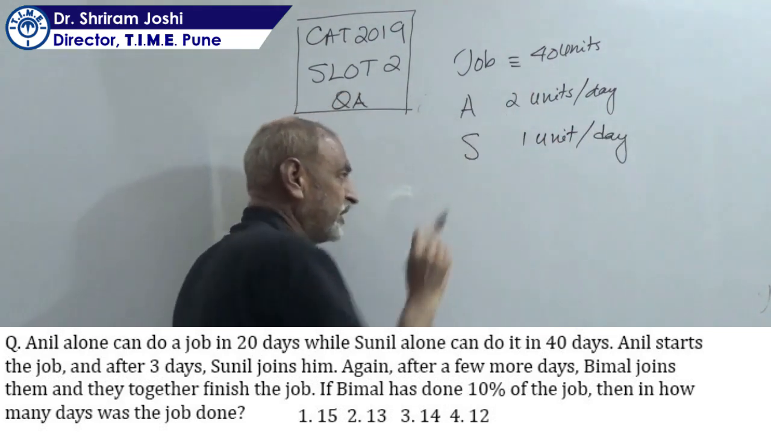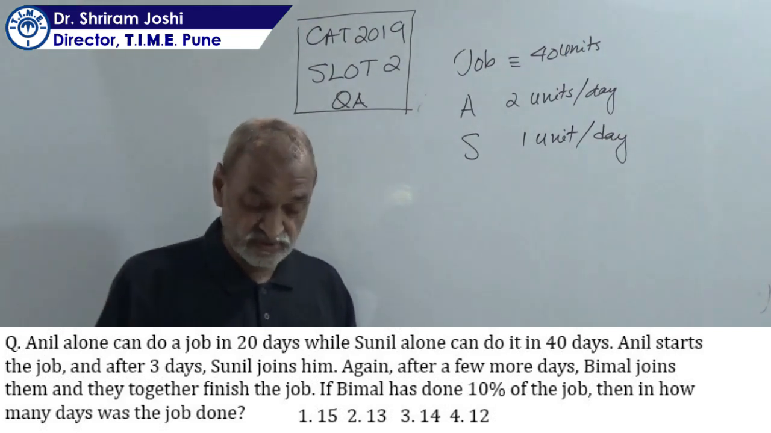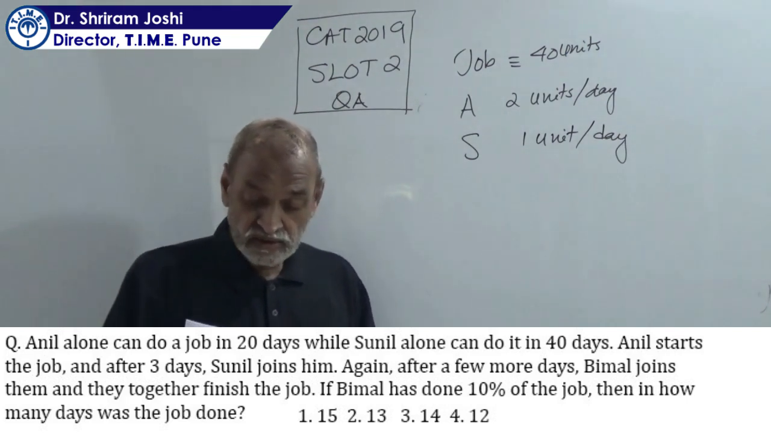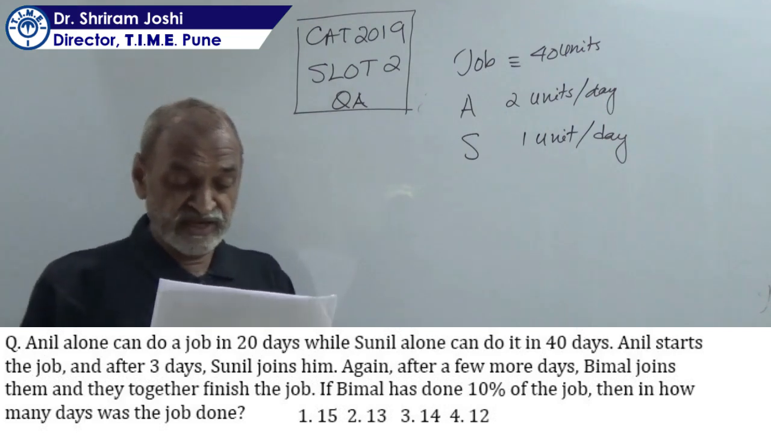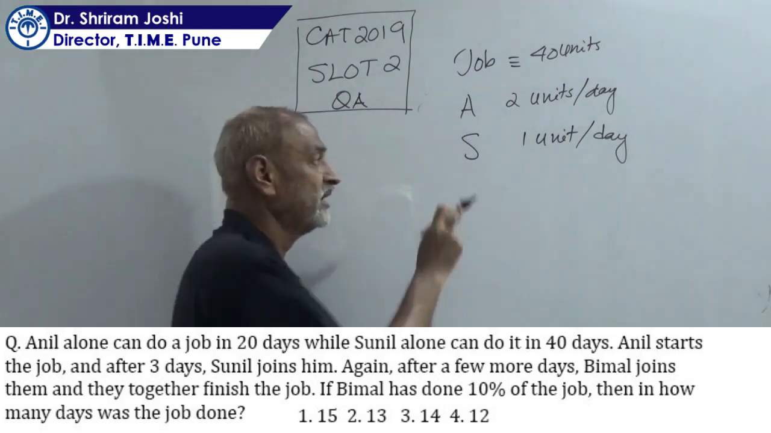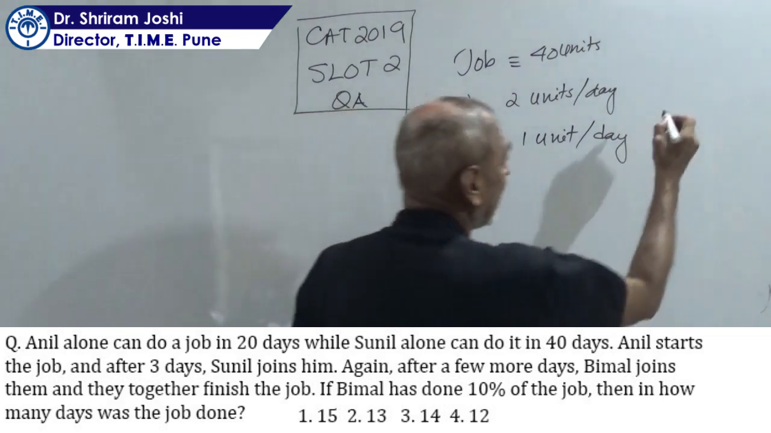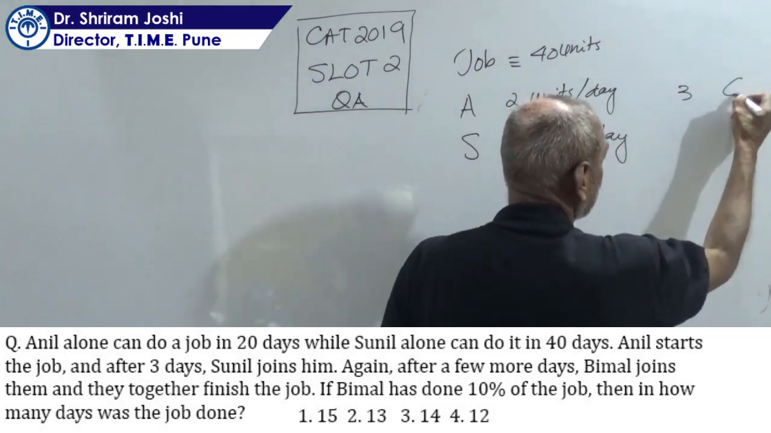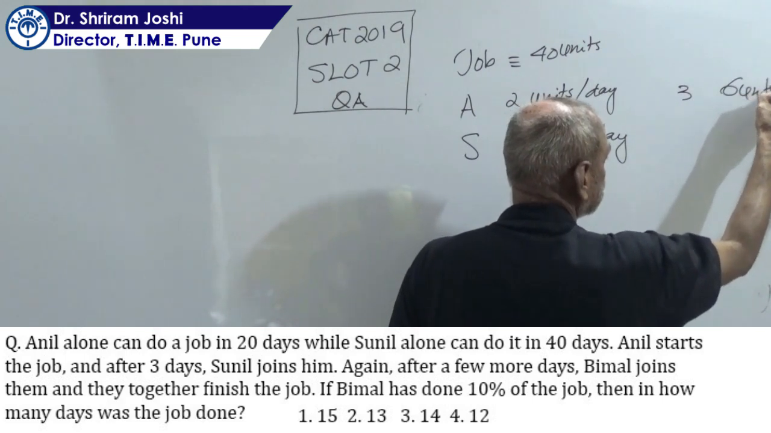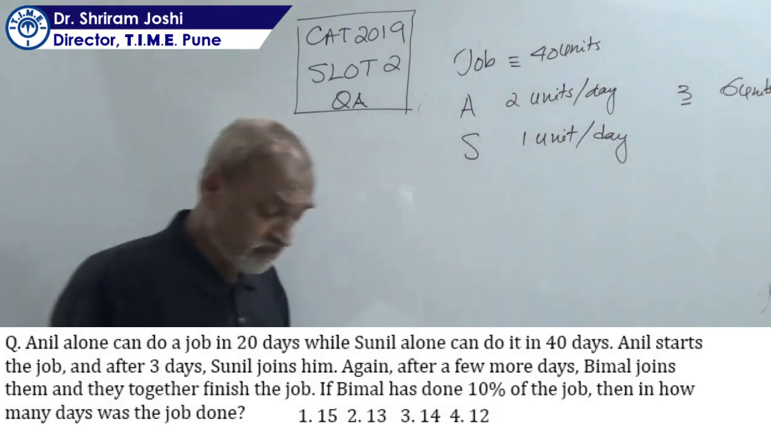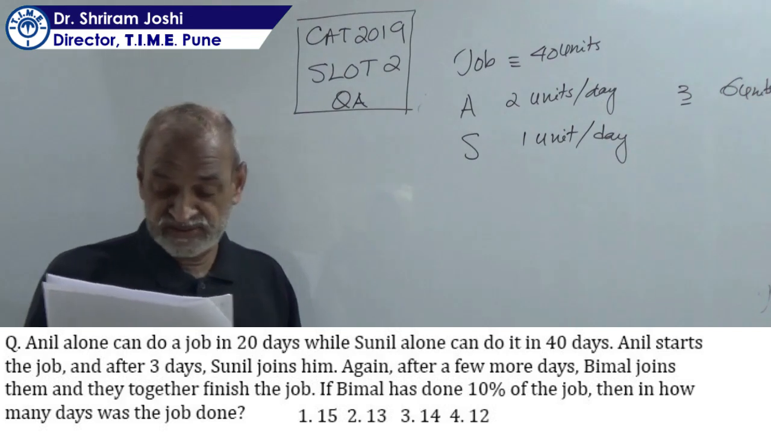So Anil does it in 20 days, Sunil does it in 40 days. You are familiar with this method. Anil starts the job and after 3 days, Sunil joins him. Anil starts the job alone and works for 3 days. So in those 3 days, he has done 6 units alone. Then Sunil joins him.